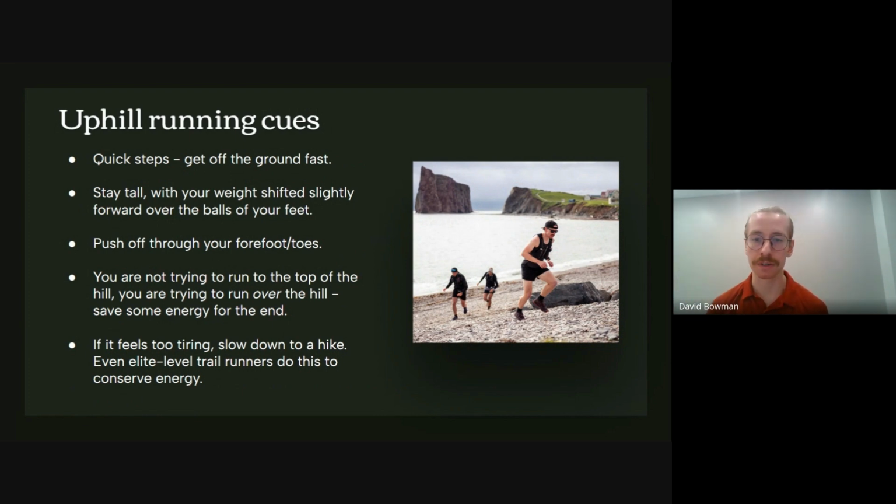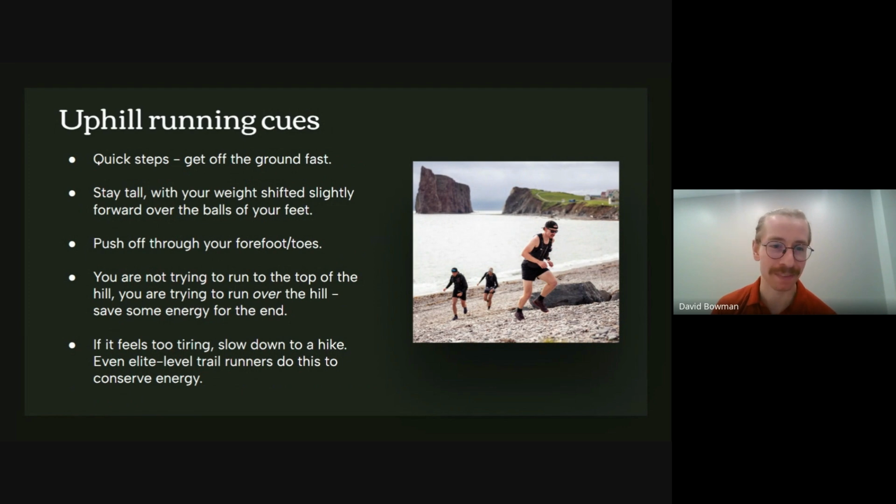And so the idea here is that we want to save some of that energy for the nice level or hopefully downhill running that comes after the uphill, and not just kind of flop down like a fish out of water, totally out of breath when we get to the top. And I would always say if it feels like it is too tiring to keep running, slow down to that power hike. Try that out for the first time. And we see even elite level runners in some of the most competitive races on the planet doing this. So I would say if they are using that strategy, it is perfectly valid for us mere mortals to do so as well.